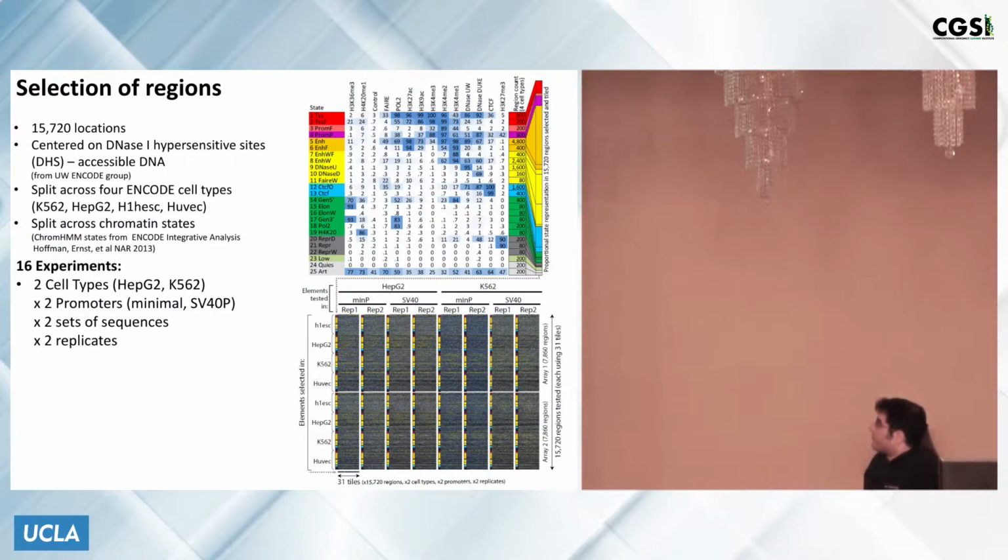So one of the objectives of the study was to understand how these different states would have different activity in this assay. And then we did a stratified random sampling to have coverage of DNase I hypersensitive sites in each of these chromatin states. We tested in 2 different cell types, with 2 different types of promoters, a minimal and an SV40 promoter. We did it with 2 sets of sequences, and everything was done in replicate. So 16 experiments in total.